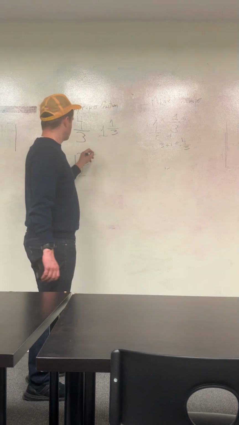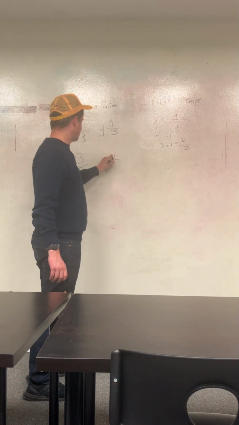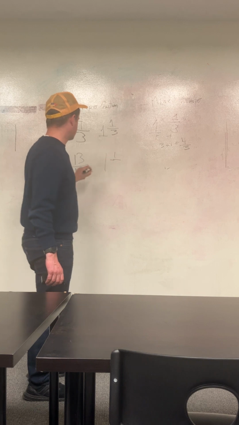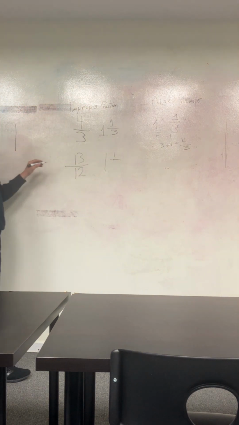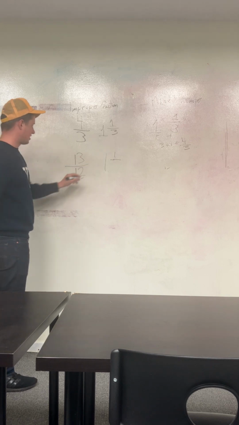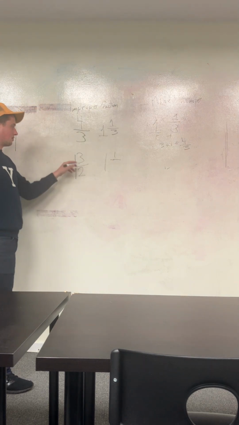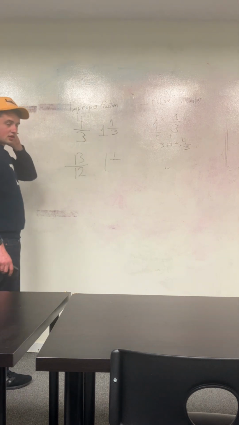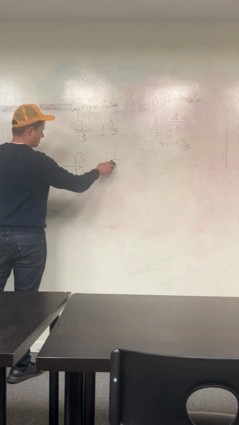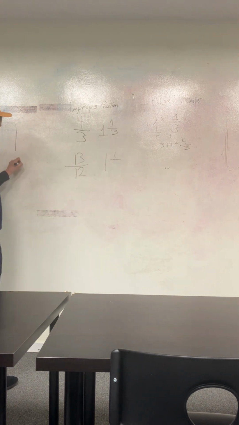Have an answer? I got 1 over 6. Alright, talk me out. I did 13 goes into 12 one time. Yep, that's right, I mean, 12 goes into 13 one time. And then I cut the 12 in half, I got 6. Yeah, so you don't have to cut it in half. The bottom number is always going to be the same.